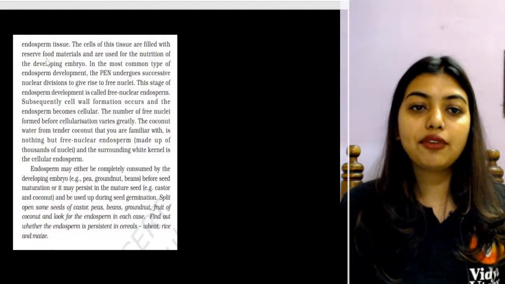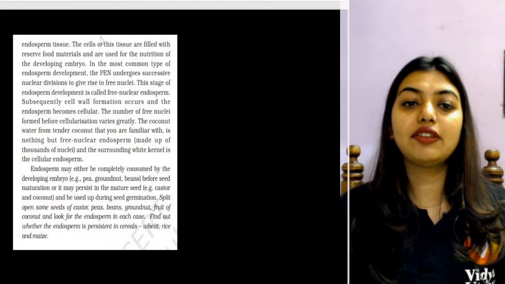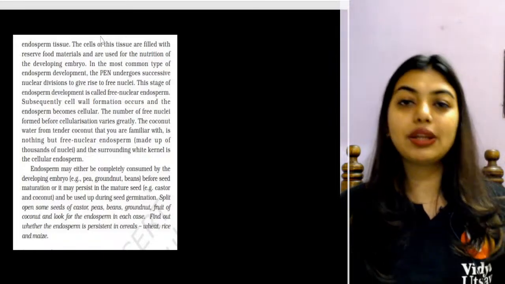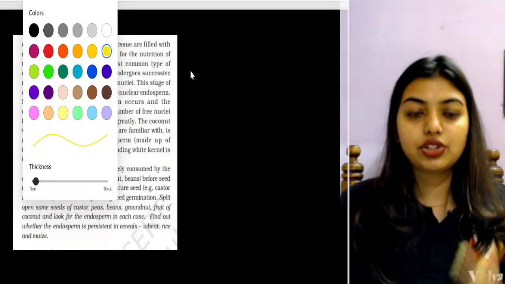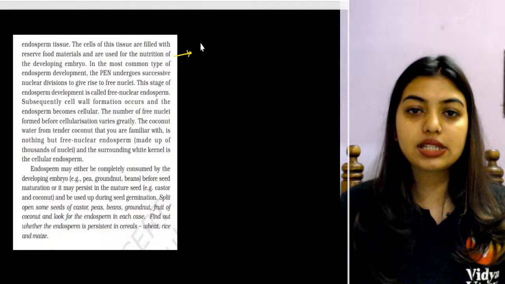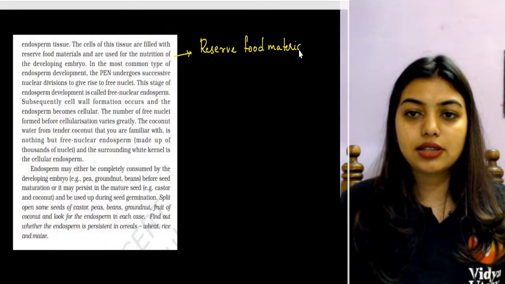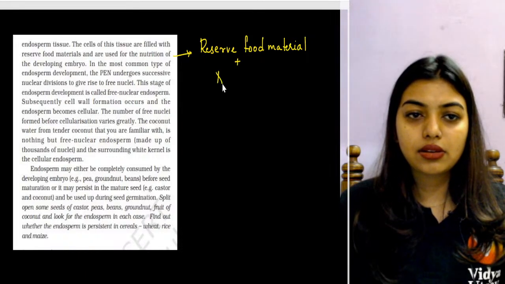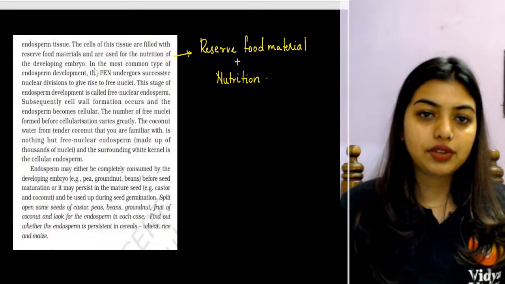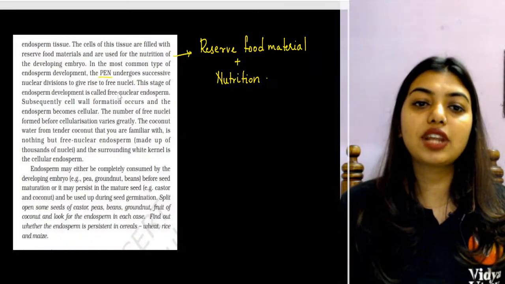The cells of the tissue are filled with reserve food materials and are used for nutrition of the developing embryo. As I already told you, everyone needs something that will give them nutrition. So here it is going to be the PEN, the primary endosperm nucleus. They will have reserve food materials plus nutrition. Now in the most common type of endosperm development, the PEN undergoes successive nuclear divisions to give rise to free nuclei.